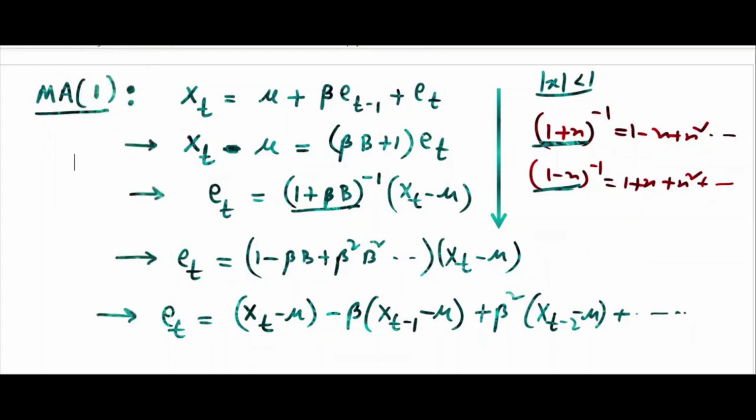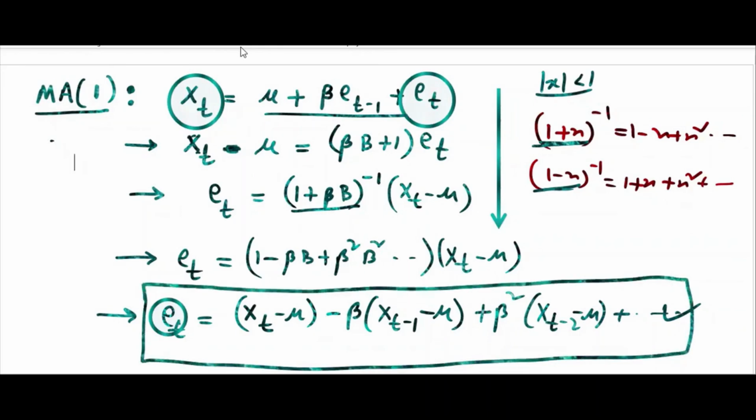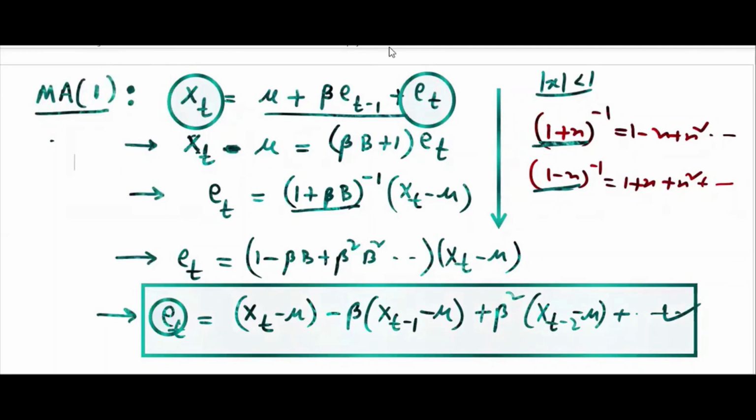When you try to invert this one, instead of expressing the process in terms of the error, we try to get the error in terms of the process. If you go further and try to understand this, it is quite amazing. Theoretically, because we have infinite terms here, we will not use it practically. But remember, we always said it is innovation, it is a random shock, something which can never be derived from the past of the process.